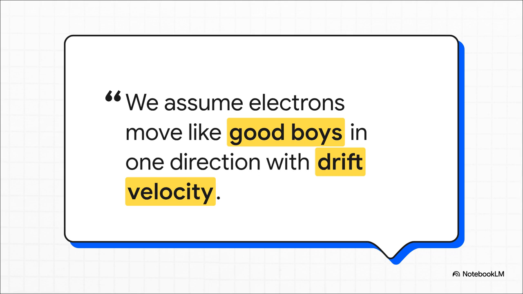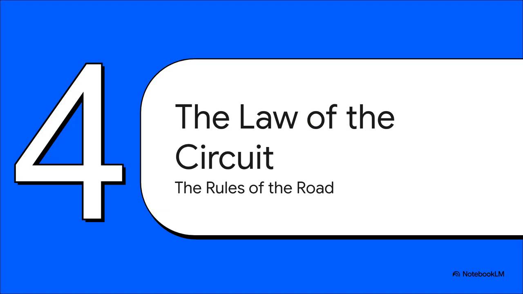By basically pretending that the electrons are all marching neatly in a line, we can build the math that perfectly explains how that tiny, slow shuffle creates the powerful currents we rely on every single day. All right, now that we understand the electron's wacky journey, let's talk about the simple, elegant law that governs the whole thing, the rules of the road, if you will.